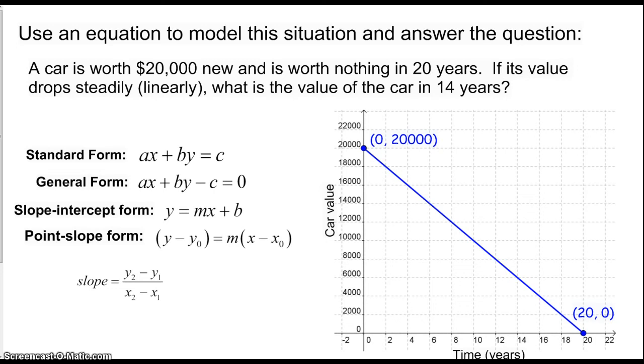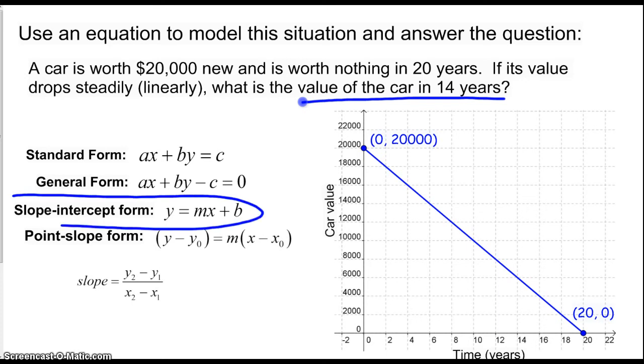Well, I'm trying to figure out the value of the car in 14 years. So I really want an equation where I can plug in a time, an x value, and then I can get out the value, a y value. So I want to be able to plug in x and find a y. And as I look at these, the one that seems best is the slope-intercept form, because it's already solved for y. So I'm going to be able to plug in some value, 14 in here for the x, and then I could find the value of the car. So it looks like I really want to get that right there. I'm probably going to also need the slope formula because this formula contains the slope.